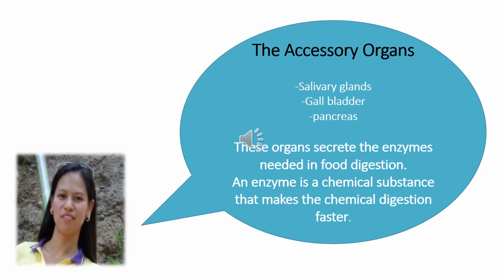Okay, we're going to discuss the accessory organs. Number 1, salivary glands. Number 2, gallbladder. And number 3, pancreas. These organs secrete the enzymes needed in food digestion. An enzyme is a chemical substance that makes the chemical digestion faster.